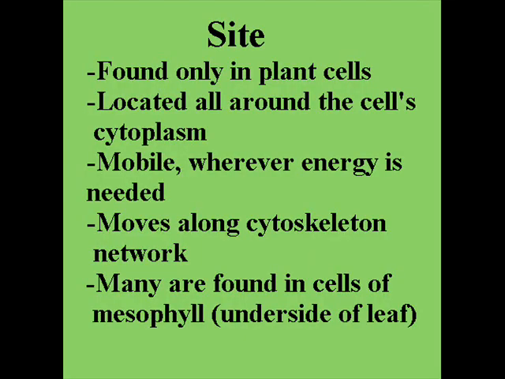Chloroplasts are found only in plant cells. They are located throughout the cell's cytoplasm. These organelles are mobile and move wherever energy is needed. They are transported along the cytoskeleton network. Many chloroplasts are found in mesophyll cells, as pictured here.